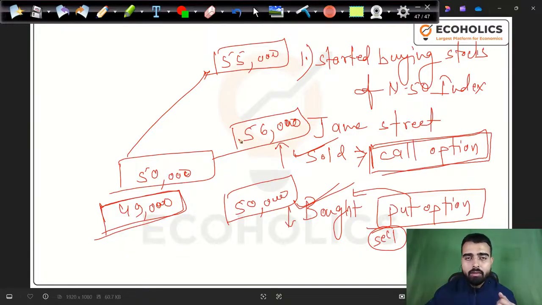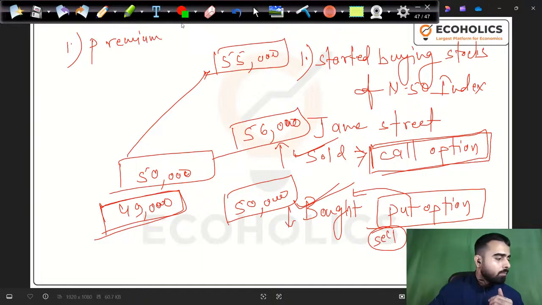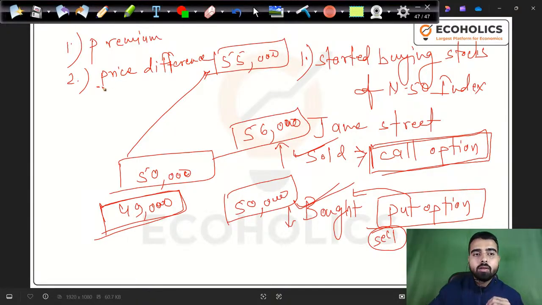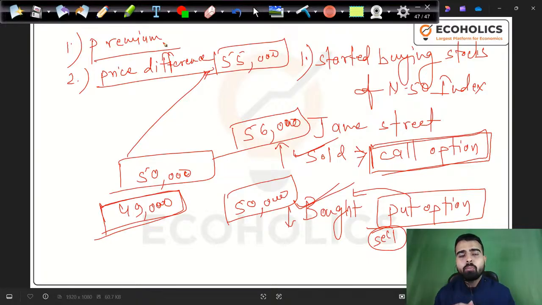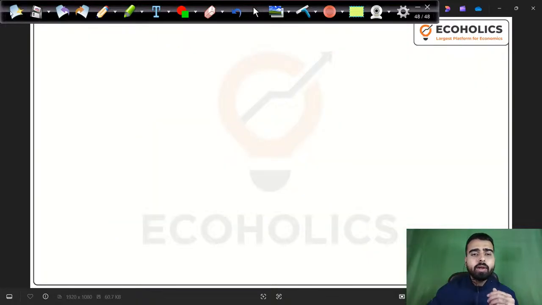Why will they buy it from Jane Street? Because Jane Street has an obligation, because they have sold the call option. So whatever premium they got. In the first scenario, by selling the call option, they got the benefit of premium, and by buying the put option, they got the benefit of price difference. This is how they made a huge profit.